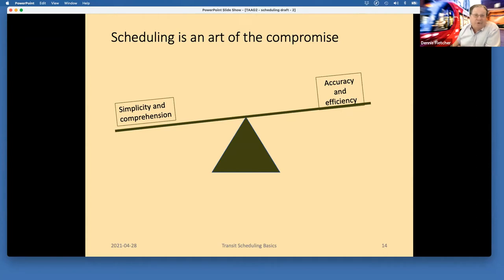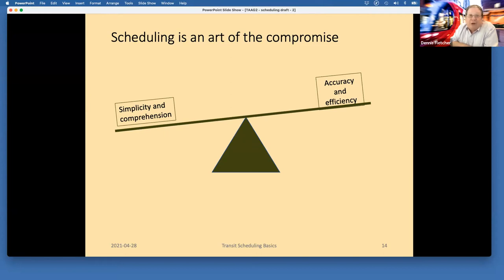customer and the driver. So some schedulers now will argue that real-time apps and online trip planners create a situation where schedules can be more complicated because the app does the work for the customer. But not everyone has access to apps and trip planners all the time. And people want to be able to just understand how the system works. So the scheduler creates a compromise, a schedule that is as accurate and efficient as possible, while still being easy to understand and use by both passengers and drivers.